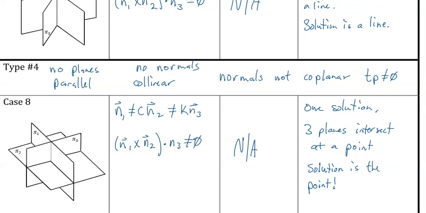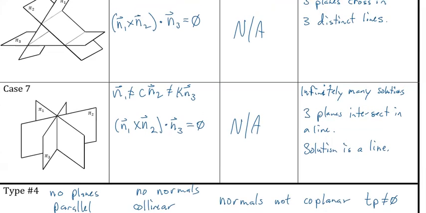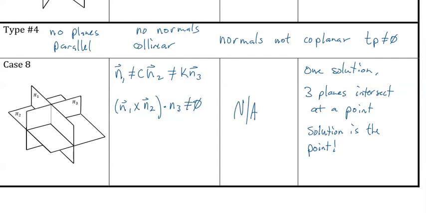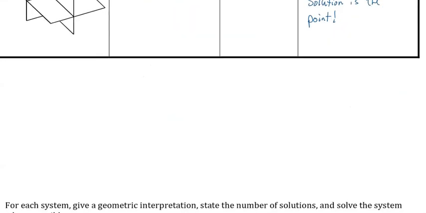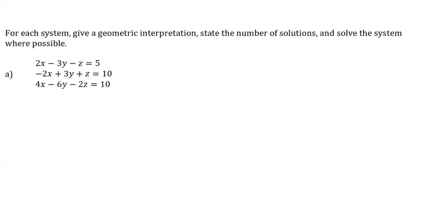Okay, I want you to write this down. One part of your homework is I want you to try to solve this system. It's the same instructions. Give a geometric interpretation, state the number of solutions, and solve the system where possible. Given the testing that we've done, you should be able to solve this system, so that gives you a bit of a hint on how it works out, but I want you to think through it and think about it.